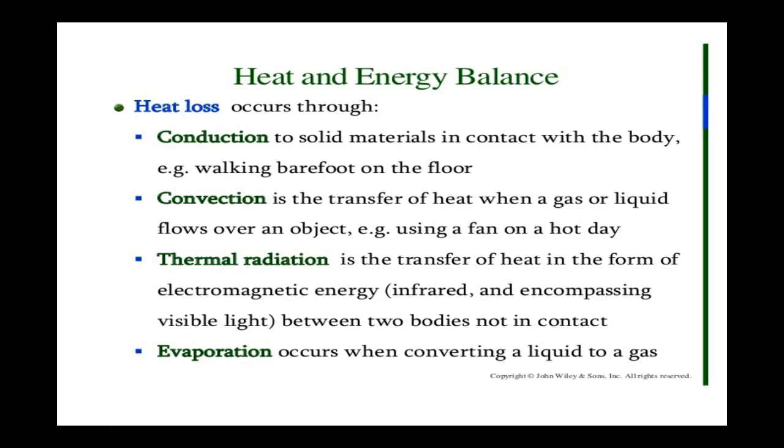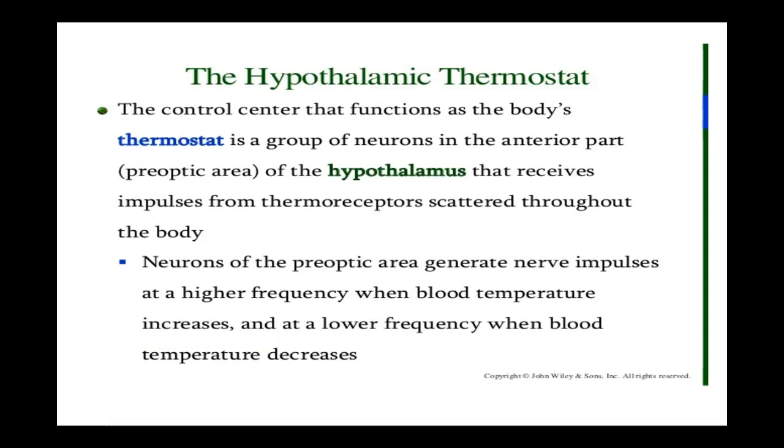So you have many ways to keep yourself within your core temperature of 98.6, and as I said, the thermostat is neurons found in the hypothalamus. It receives information from receptors in the body, thermoreceptors, and is constantly talking back and forth to regulate the heat. Firing frequency is higher when blood temperature increases, lower when it decreases. But hypothalamus is the thing you want to remember as setting your body temperature.